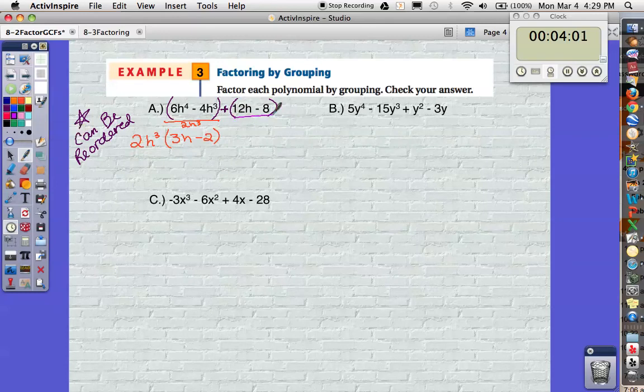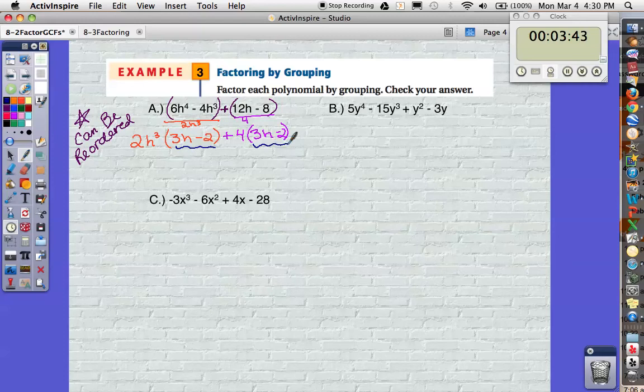Now look at your next binomial. Determine a GCF for this one. 12h and negative 8. I could pull out a 4. And what will I have left when I divide out a 4? I will have 3h minus 2. Take a look at this, guys. Ding, ding, ding, we have a winner.